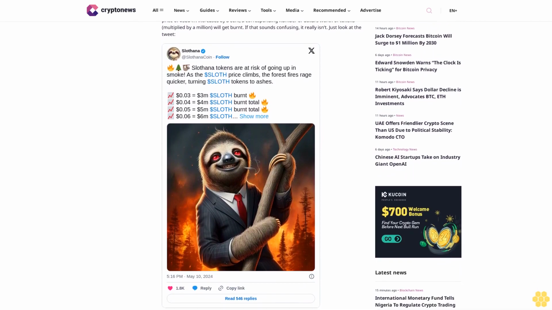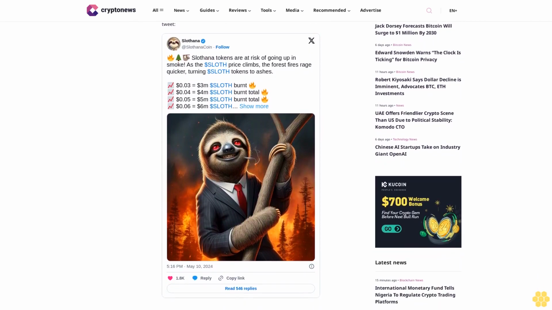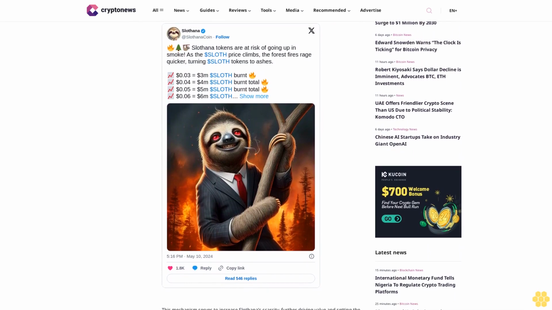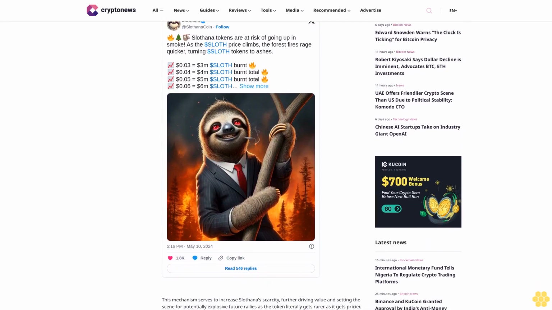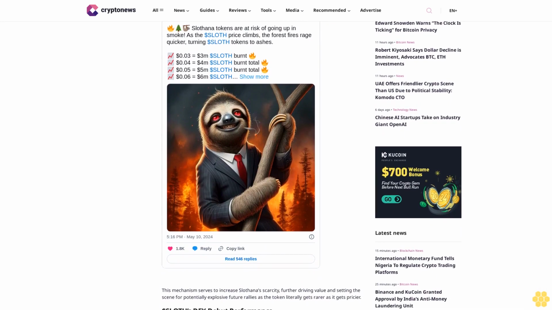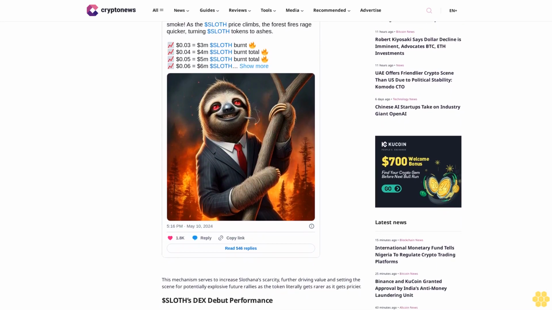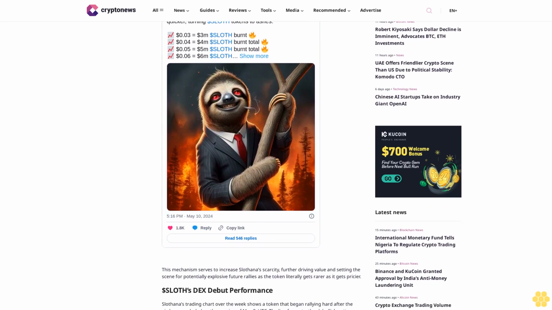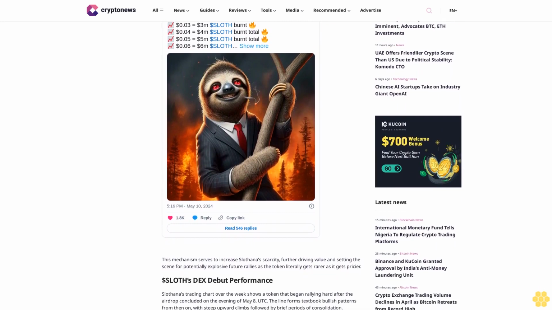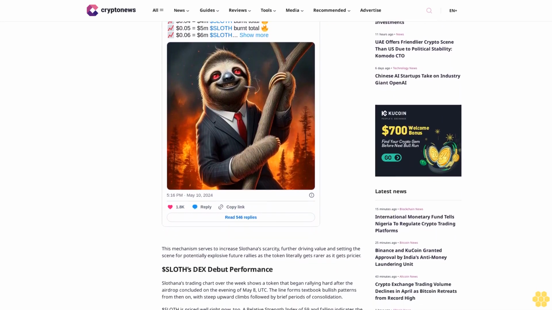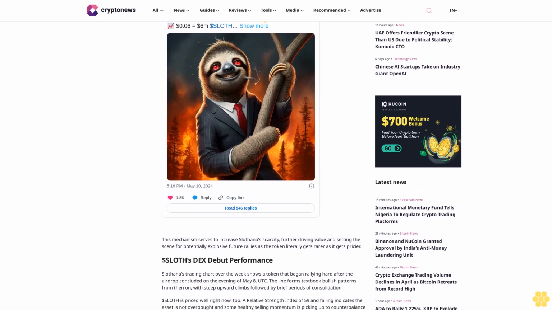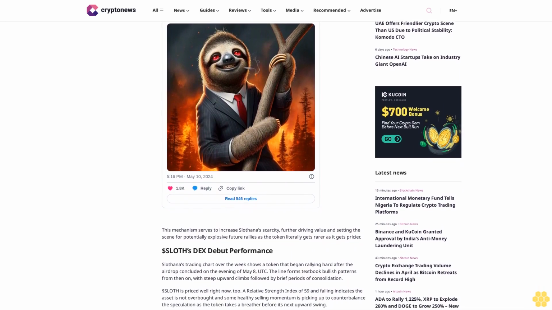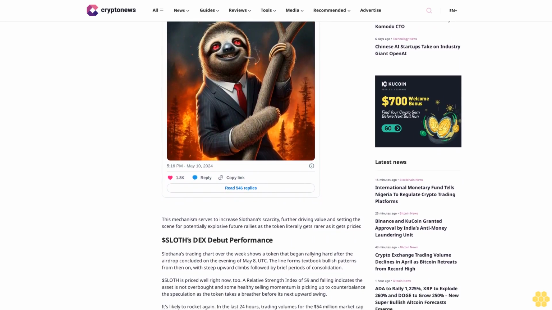Finally today, the Slothana team revealed a new burn mechanism whereby every time the price of $SLOTH increases by a cent, a corresponding number of dollars worth of tokens multiplied by a million will get burnt. If that sounds confusing, it really isn't. Just look at the tweet. This mechanism serves to increase Slothana's scarcity, further driving value and setting the scene for potentially explosive future rallies, as the token literally gets rarer as it gets pricier.